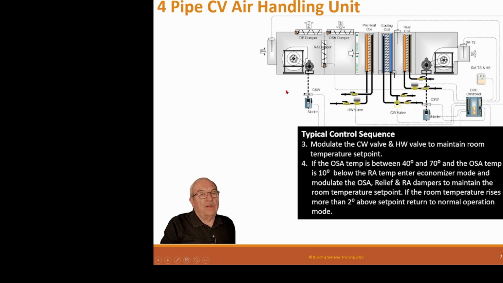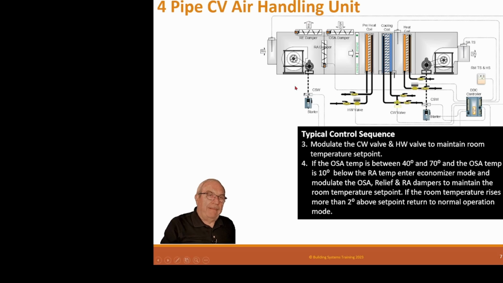Modulate the chill water valve and the hot water valve on the heating coil to maintain the room temperature set point. If the outside air temp is between 40 and 70 degrees and the outside air temperature is 10 degrees below the return air temperature, enter economizer mode and modulate the outside air relief air dampers to maintain the room temperature set point. The room temperature rises more than 2 degrees above set point, return to normal operation mode.